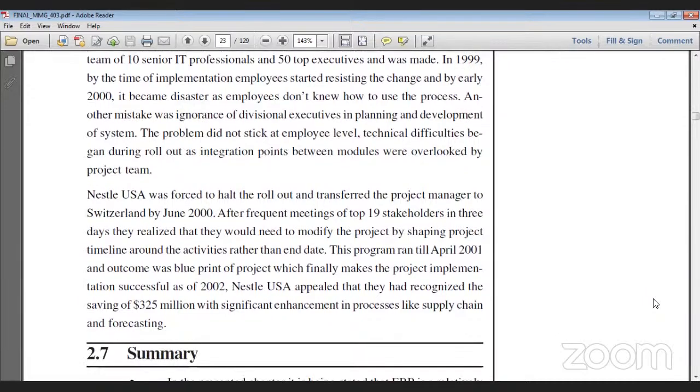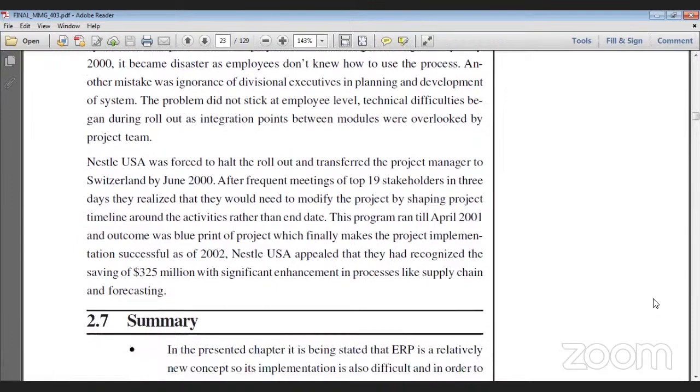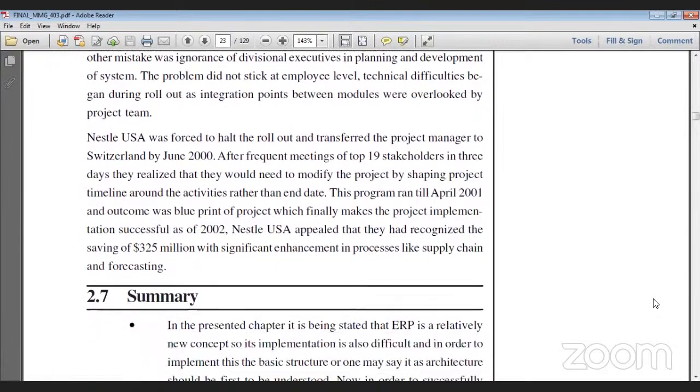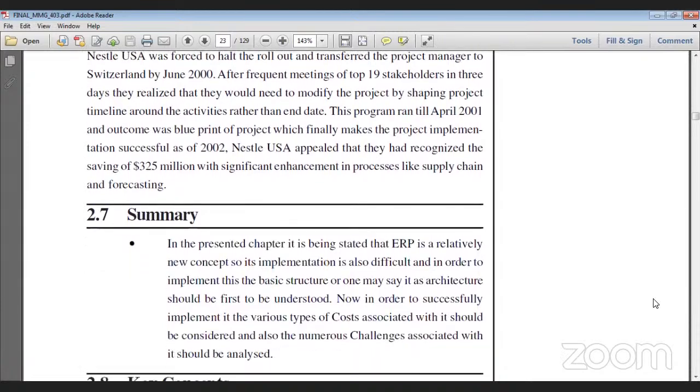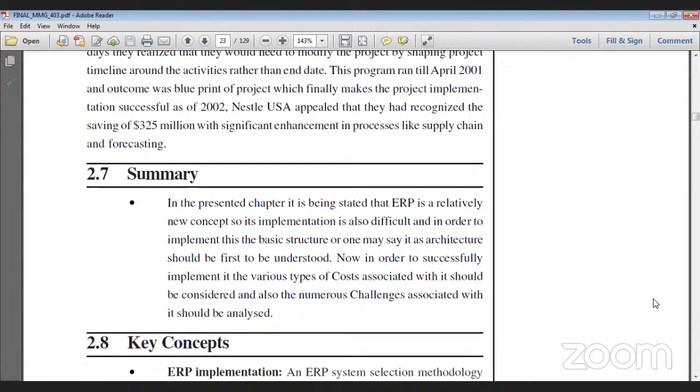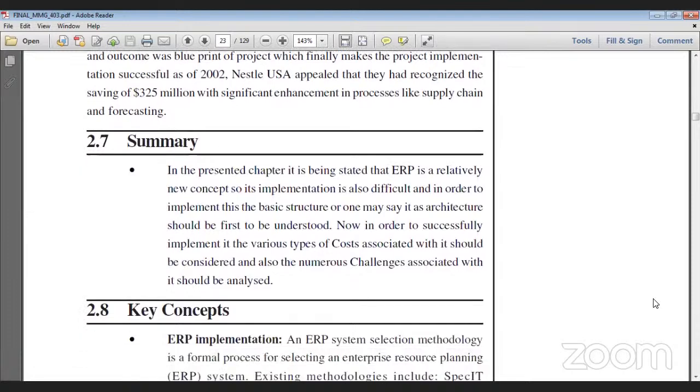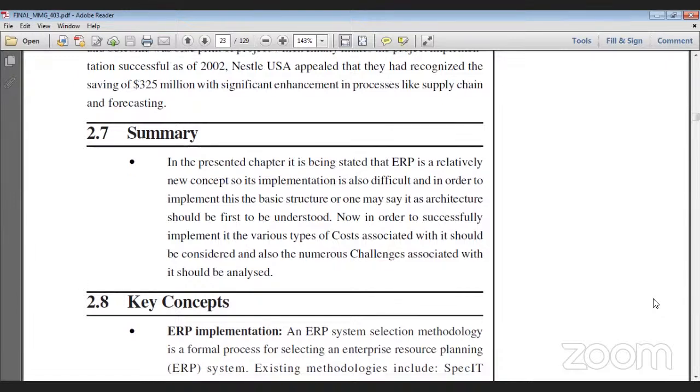So in this way, this was the case study of Nestle. Now at the end of this unit, you are also given a summary. Then there are some key concepts. You must write down those key concepts because they are very important. The first key concept is ERP implementation.